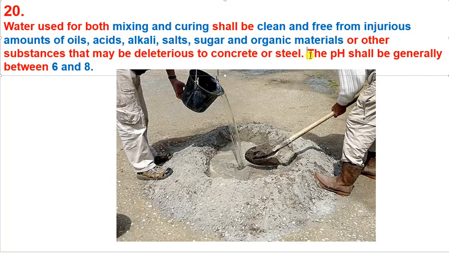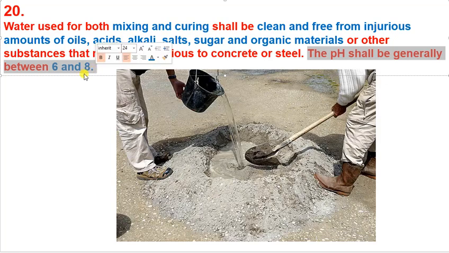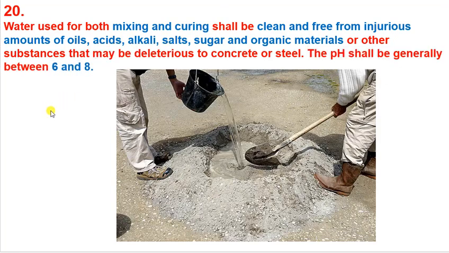And the other point is that the pH of the water which we are using for the mixing and curing of concrete shall be generally between 6 and 8. It should not be below 6 or above 8. So it should be somewhere between 6 and 8. So that's it.